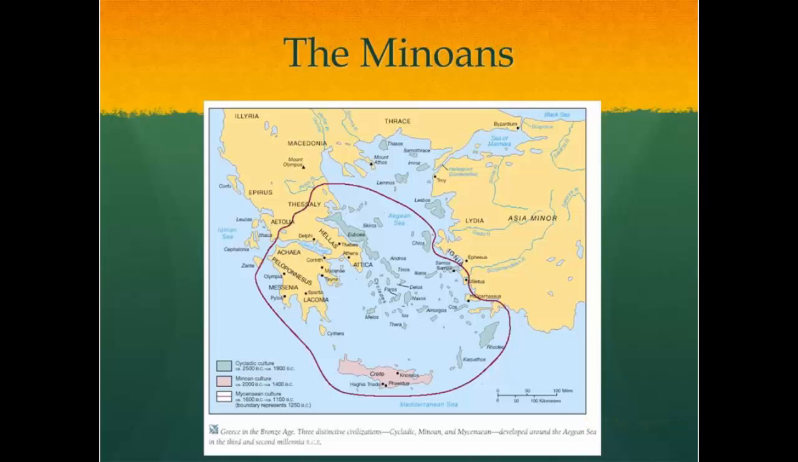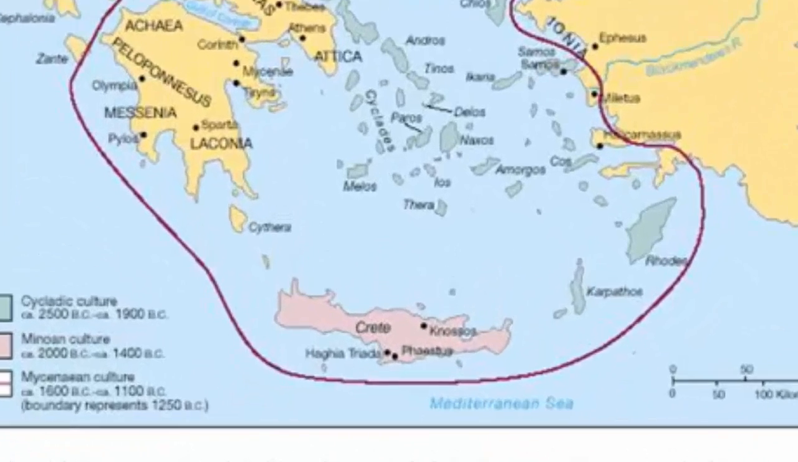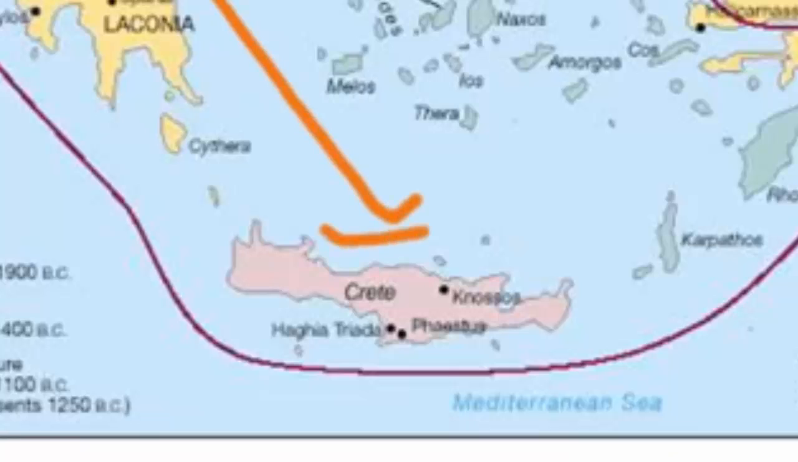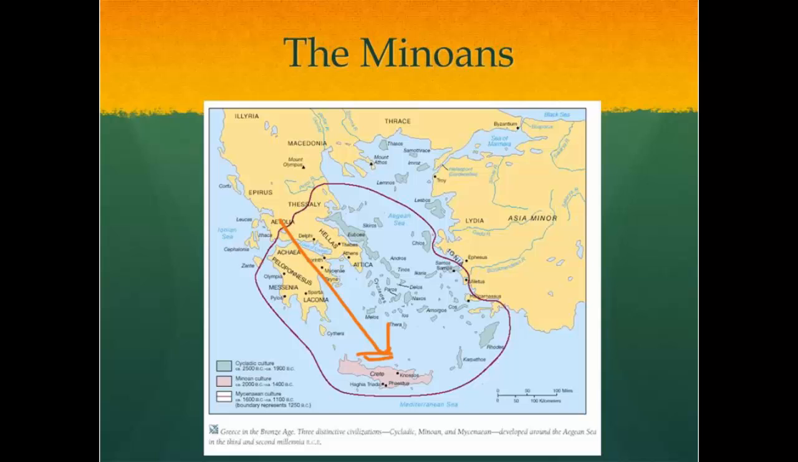So let's get into our first group, the Minoans. The Minoans were a civilization that started off on the island of Crete, which is right down there at the bottom. And you'll see them popping up here and there with some of the battles, but that's where their civilization started.